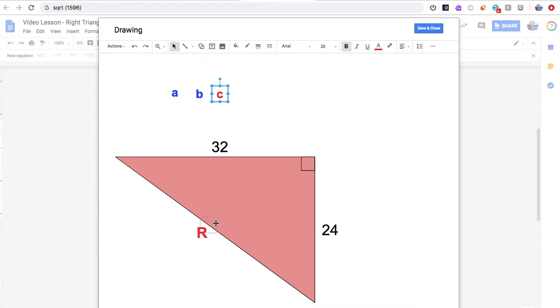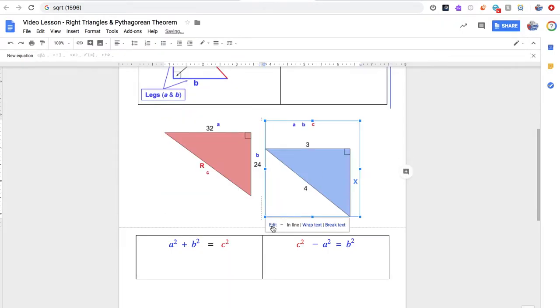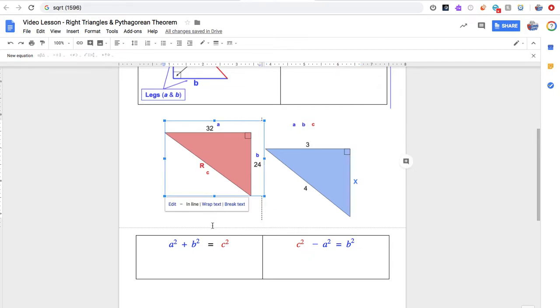Hopefully you realize that the unknown side for the red triangle is going to take c, the hypotenuse, because that's the longest side. It's facing the right angle. That means a and b are going to go in for 24 and for 32, the two legs or the shorter sides. Go ahead and try to figure out what the missing side length is by pausing the video and working out the red side.